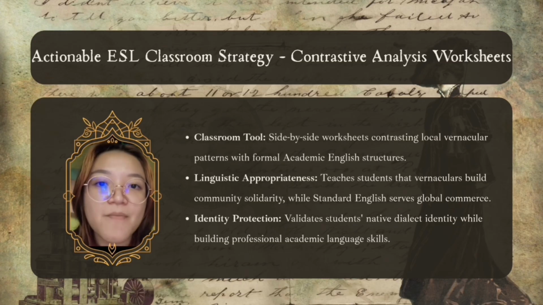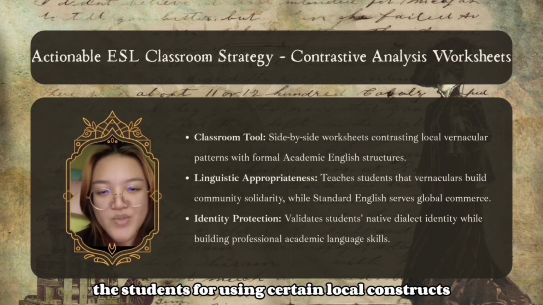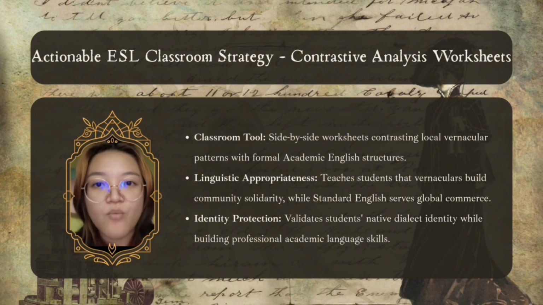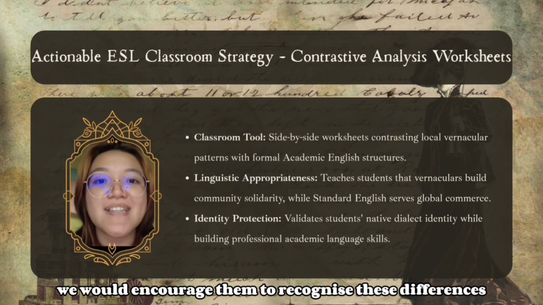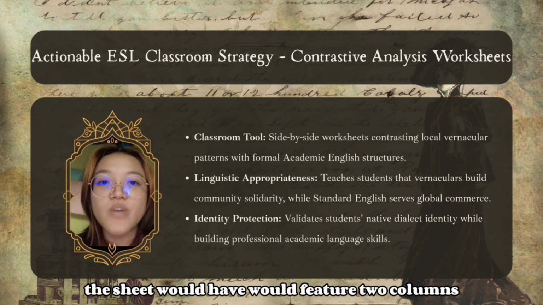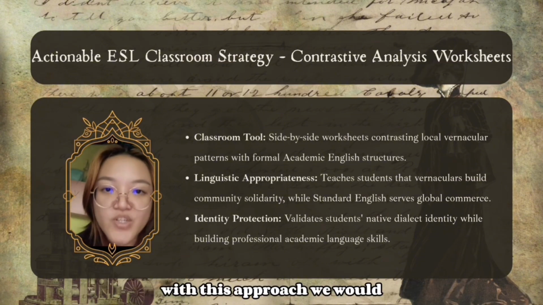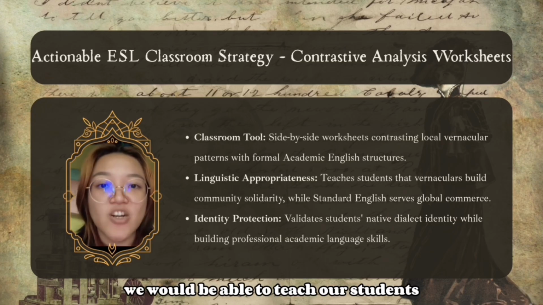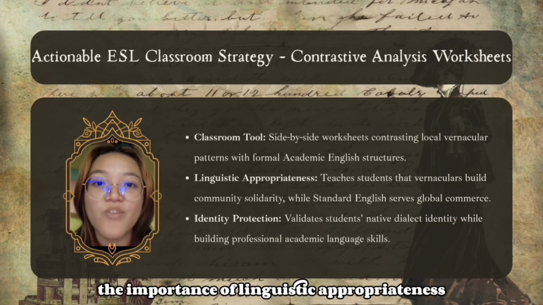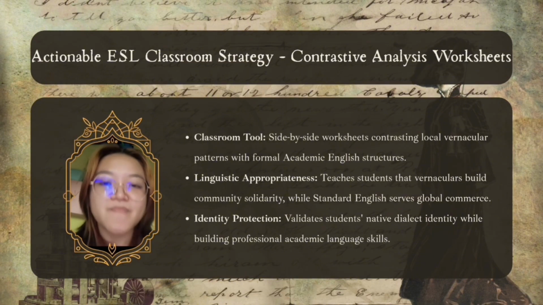With these specially designed worksheets, instead of reprimanding the students for using certain local constructs, we would encourage them to recognize these differences and reflect on the meaning behind them. The sheet would feature two columns, local vernacular and academic English equivalent. With this approach, we would be able to teach our students the importance of linguistic appropriateness based on context.